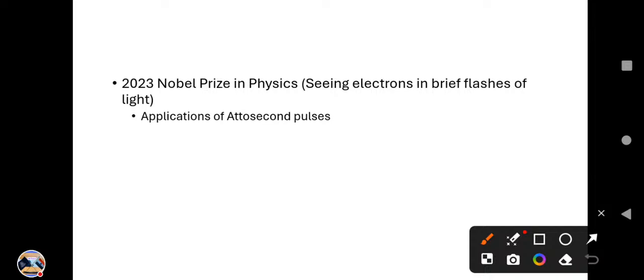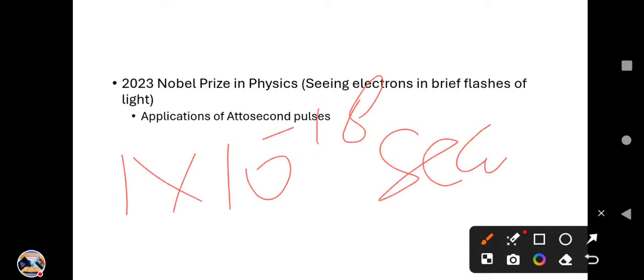The electrons move so quickly that capturing them requires extremely short pulses of light such as attosecond. And what is the attosecond time scale? Electron dynamics occur on the attosecond time scale, which is a billionth of a billionth of a second, that is 1 times 10 to the power minus 18 of a second, much faster than a femtosecond. Femtosecond means a millionth of a billionth of a second, and it is associated with atomic movement. So you should remember this.